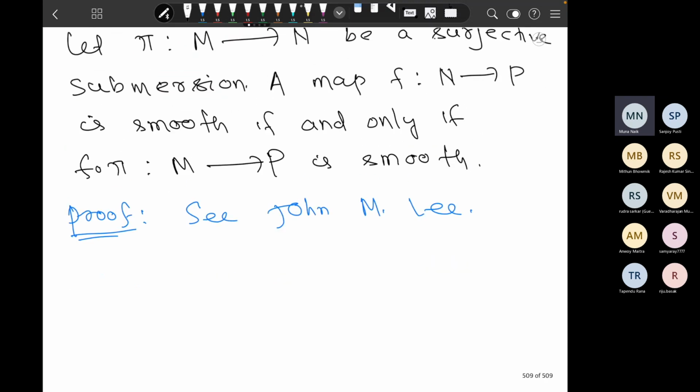Now this is the analog of a theorem which you have seen for quotient topology. For instance, suppose X/~ is the quotient space, where ~ is the equivalence relation, and suppose M is a topological space. A map f from this quotient space to M is continuous if and only if the composition f ∘ π is continuous. This is the analog of that result in the continuous category.